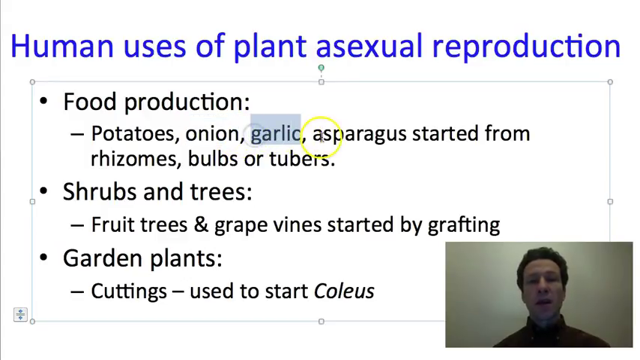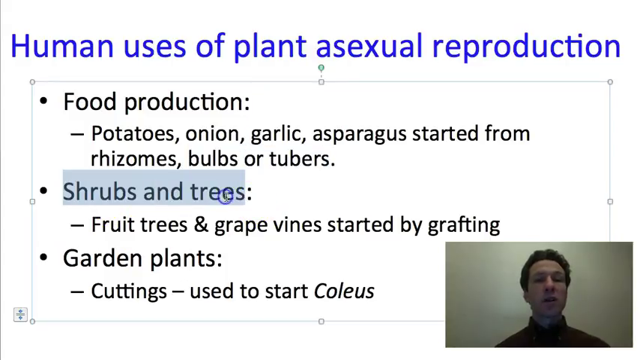And we can split a head of garlic into separate cloves to plant. That's asexual. Asparagus makes rhizomes. We looked at that much earlier in the semester. And so we start new plants just by digging up rhizomes and then dispersing them elsewhere. And we've mentioned bulbs and tubers already with the onions and potatoes.